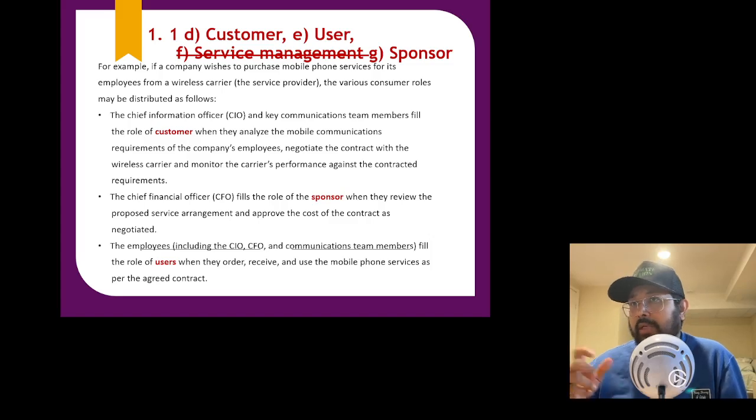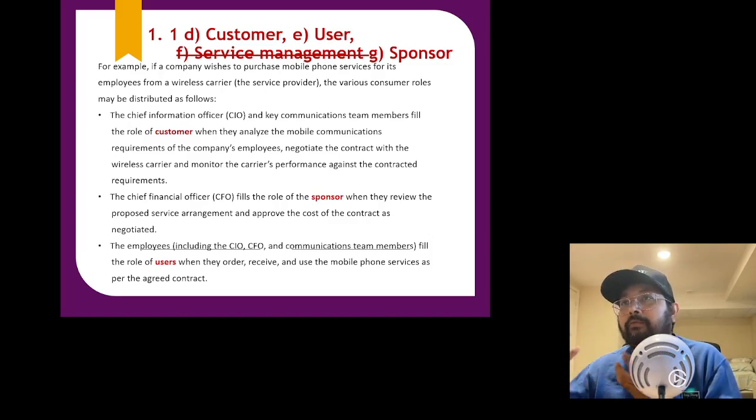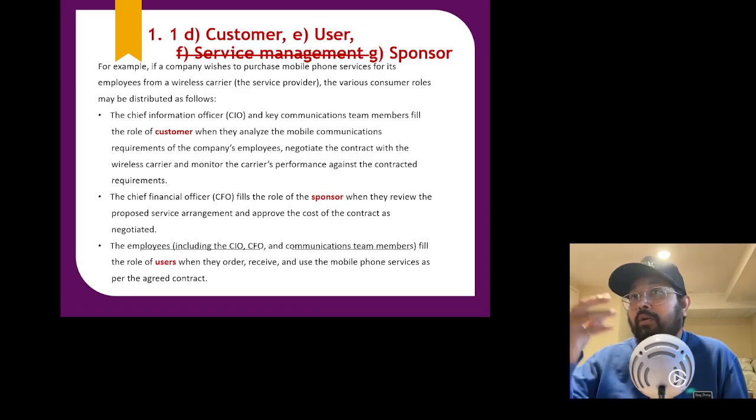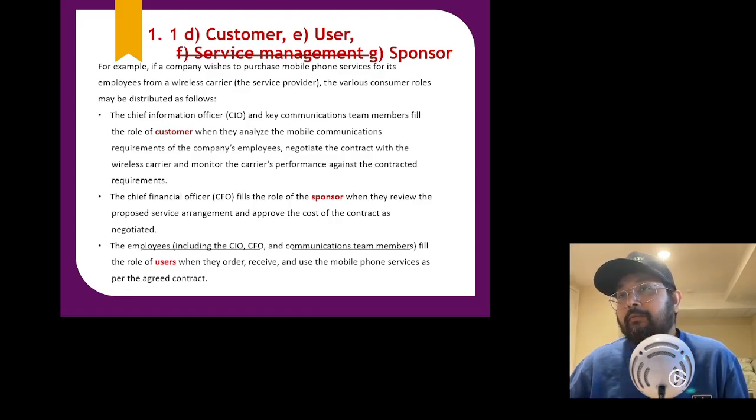So they are the customer, basically, who wants to purchase a service from the service provider, or in this example the wireless carrier. The chief financial officer fills the role of the sponsor when they review the proposed service management and approve the cost of the contract as negotiated. Okay, so the chief financial officer is the guy who pays bills and everything, right? So he is the sponsor.